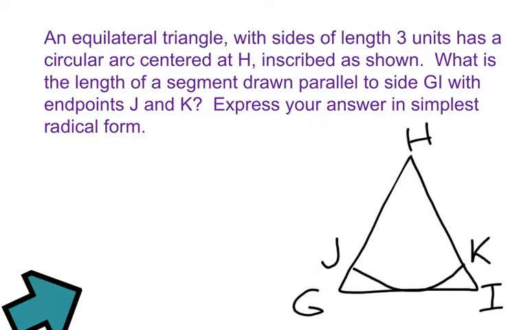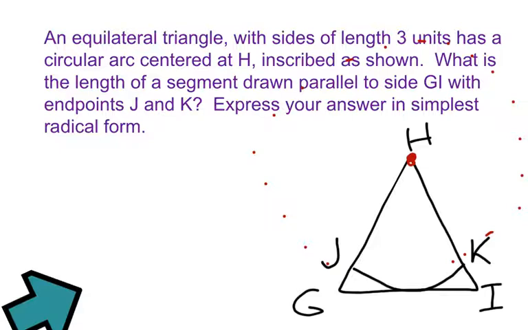All right, an equilateral triangle with sides of length 3 units has a circular arc centered at H. So this is our center of the circle. So imagine we have a circle going all the way around H.